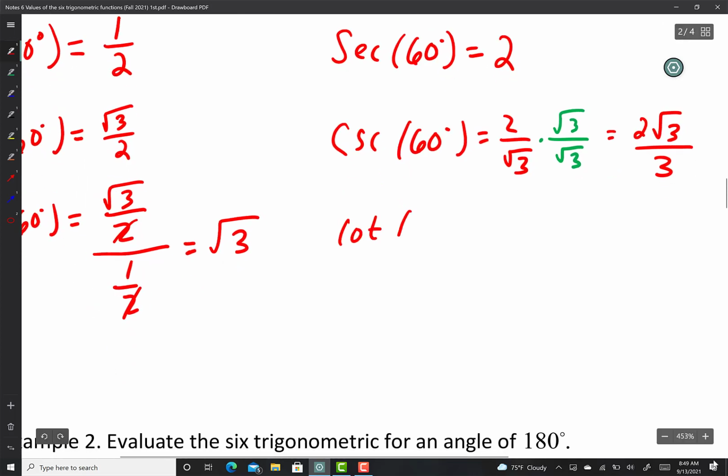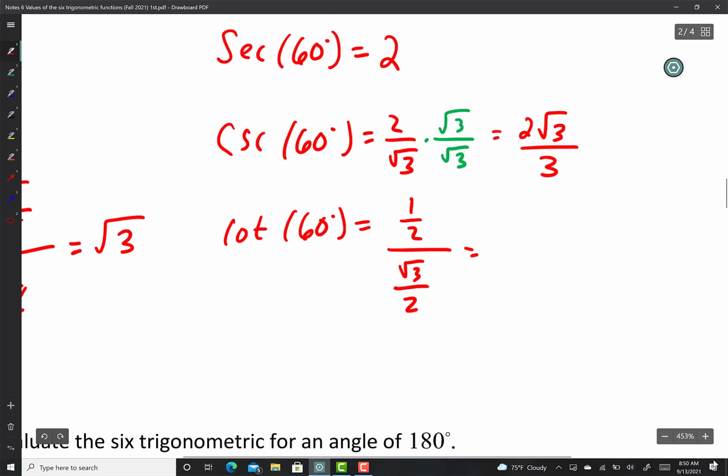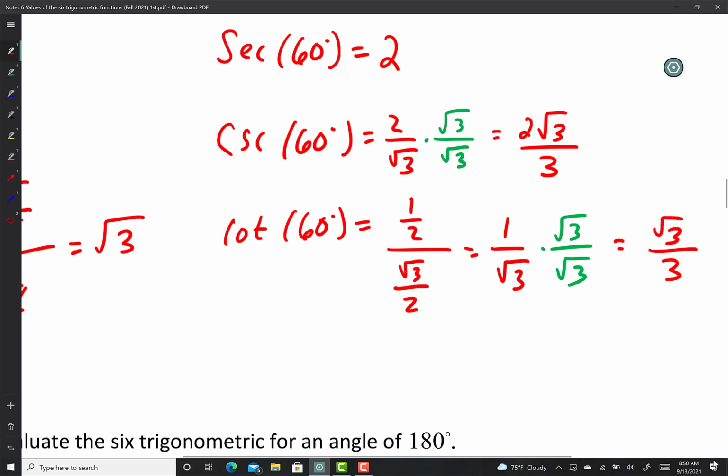Cotangent of 60 degrees. Well, it's x over y. So 1/2 divided by square root of 3 over 2, which is the same as 1 over square root of 3, which if I rationalize this, it turns to square root of 3 over 3. So all 3 in red are correct, but they probably want the square root of 3 over 3 one. How are we feeling, guys?